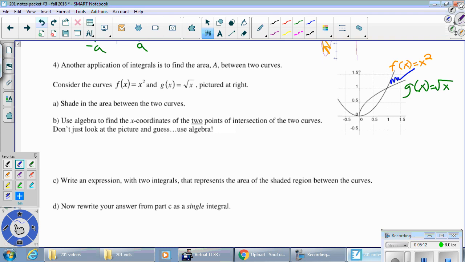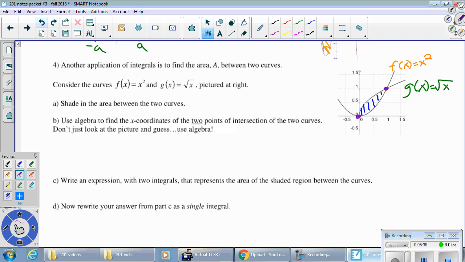We are talking about a finite boundary, finite area. It's also not this over here because that has nothing to do with this curve. So the area between the two curves for sure is that. It says find the coordinates of the points of intersection. Don't guess, but use algebra. It sure looks like it's x equals 0 and x equals 1, but we're not going to guess. We're going to use algebra.